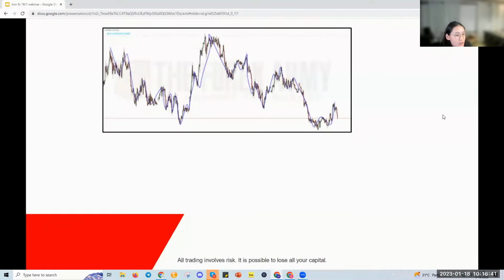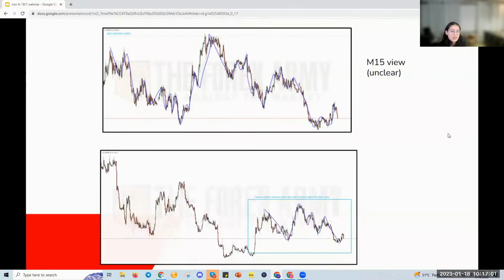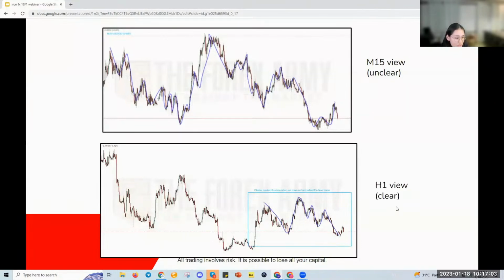So this is an example of a chart on an M15 view. You can see there isn't really a very clear trend, no clear market movement as well. But if we zoom out and we look at the 1 hour time frame, it's quite clear, especially in this highlighted area. So we have much clearer movement, and it's less messy compared to the M15 one.